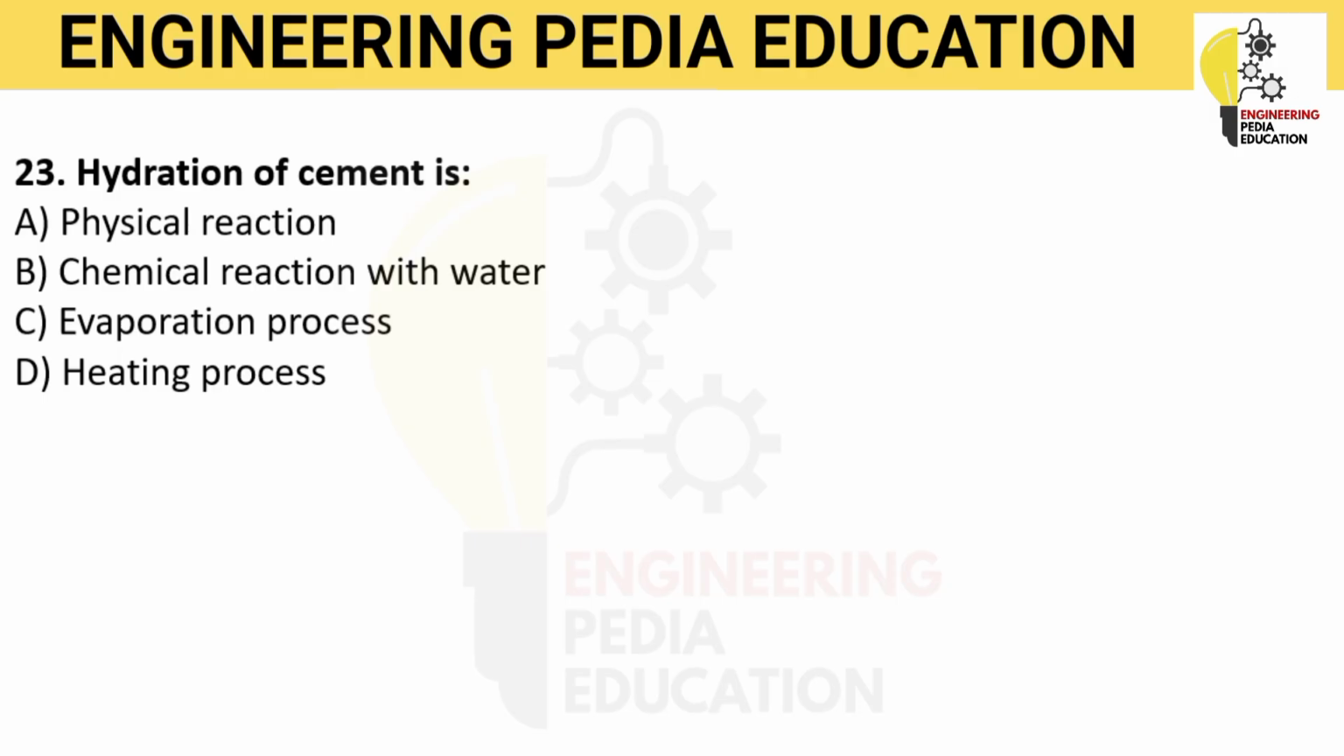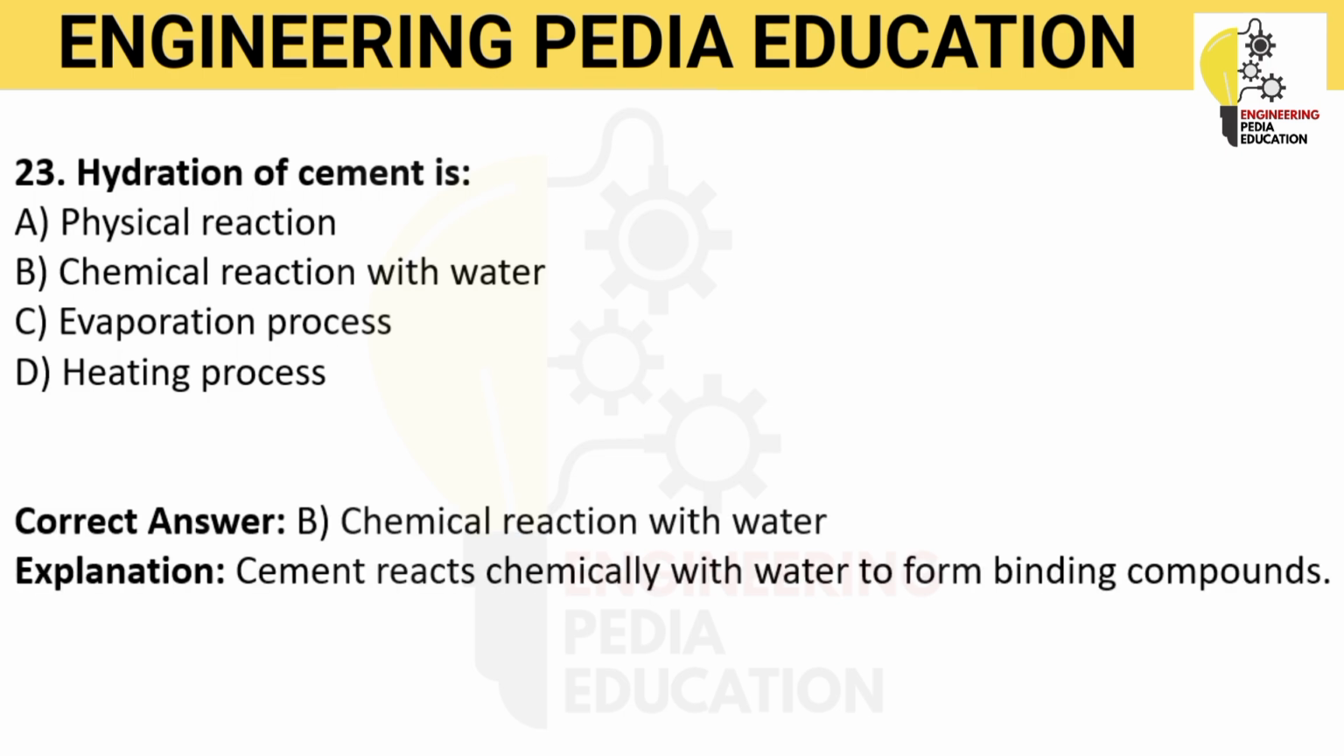Hydration of cement is the chemical reaction between cement and water that produces heat and foam. So hydration of cement is a chemical reaction with water. When water is added to the cement, a chemical reaction starts and cement becomes hard. This process is called hydration. What are the main products formed? During hydration, cement forms CSH, calcium hydroxide, and heat.